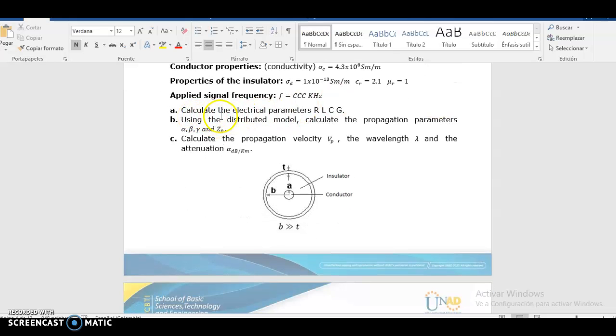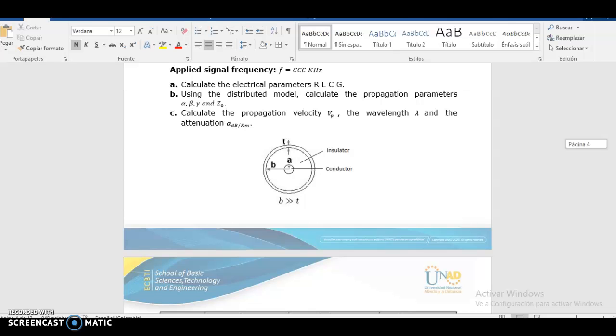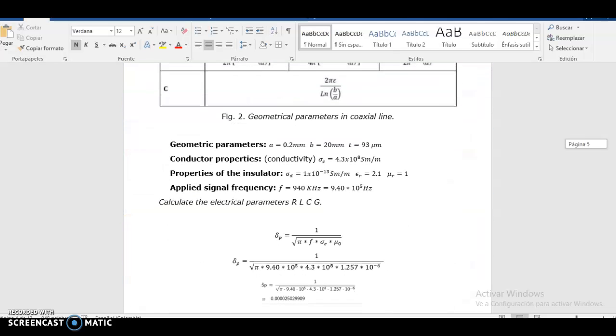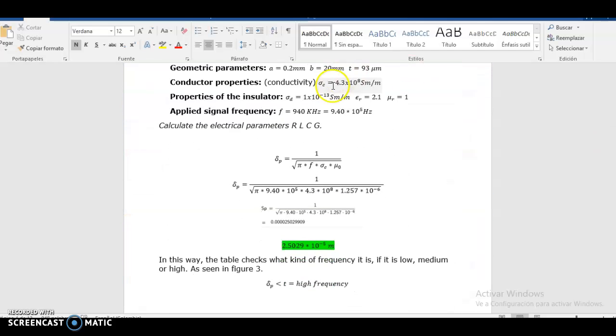Next, calculate the electrical parameters. Next, that implies in a form, result.